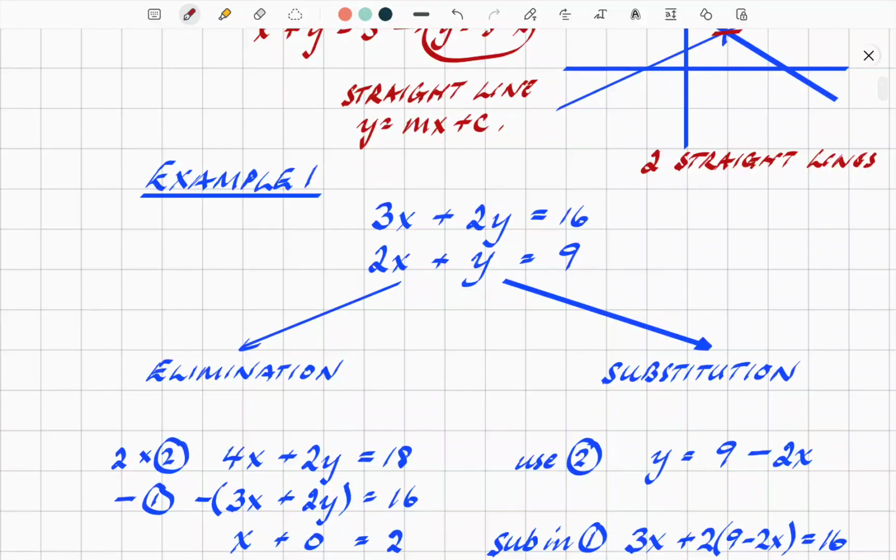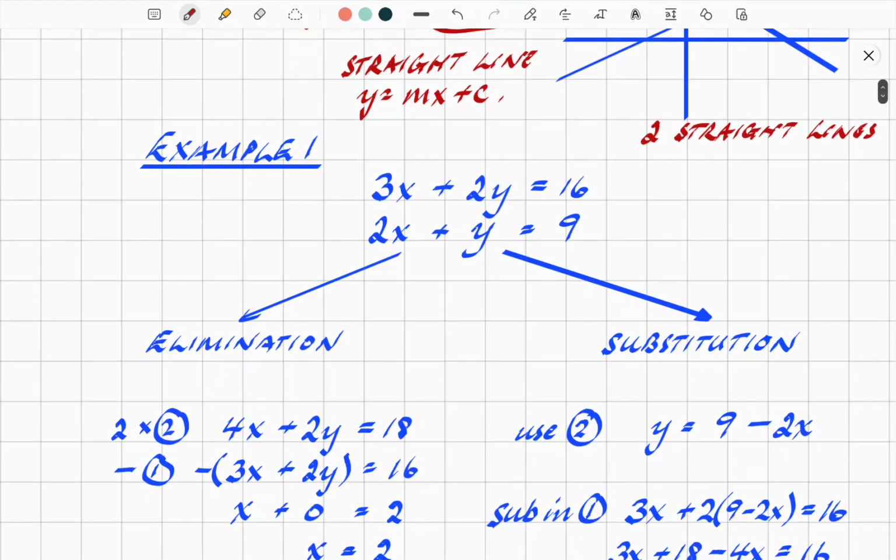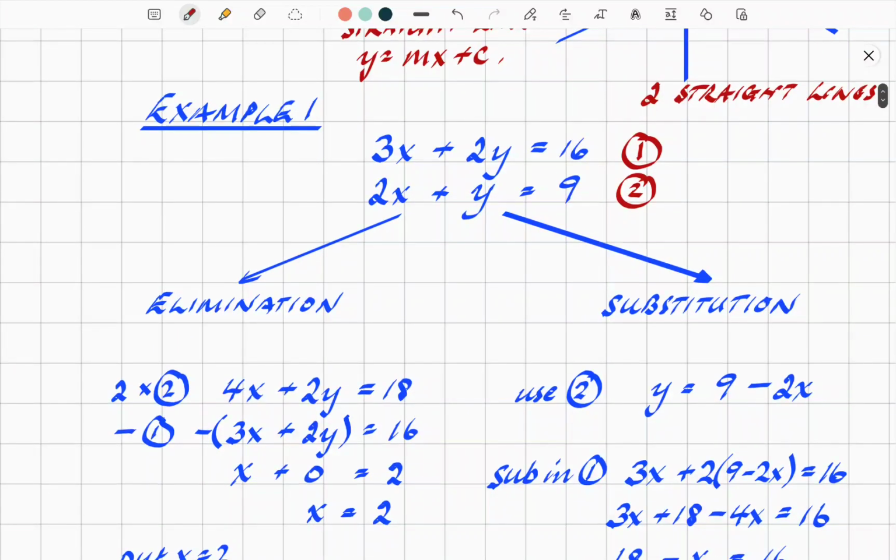So I've taken perhaps a less than simple example just to hopefully give you options in how you solve them. We've got equation 1, and I would always recommend you label your equations 1 and 2 on the side so you know what you're working with. Equation 1: 3x plus 2y equals 16. And then equation 2: 2x plus y equals 9. So we're looking for a value of x and a value of y that makes both equations true at the same time.